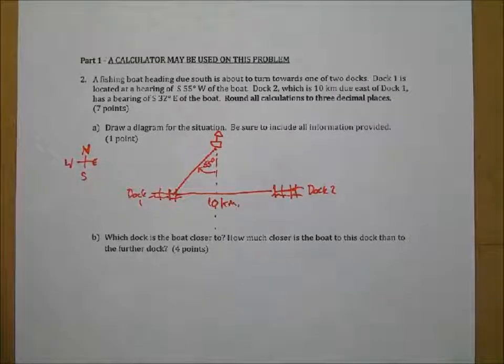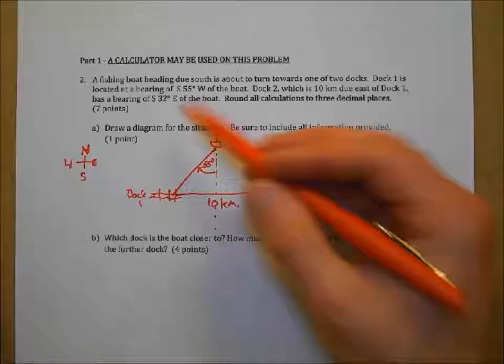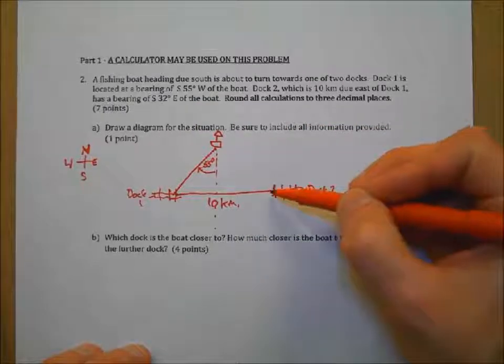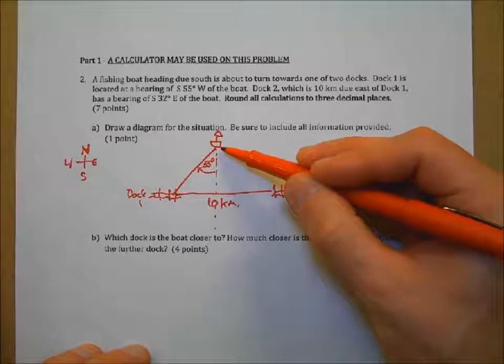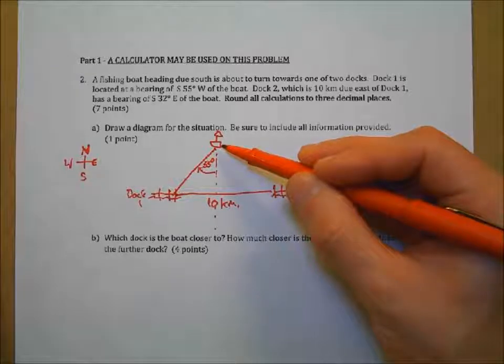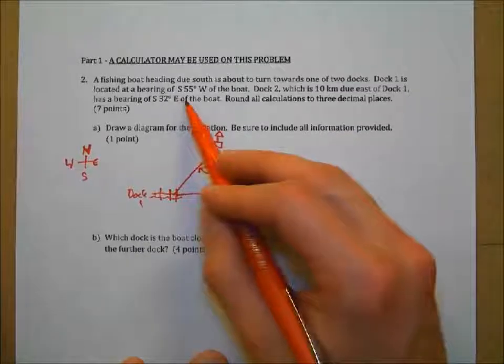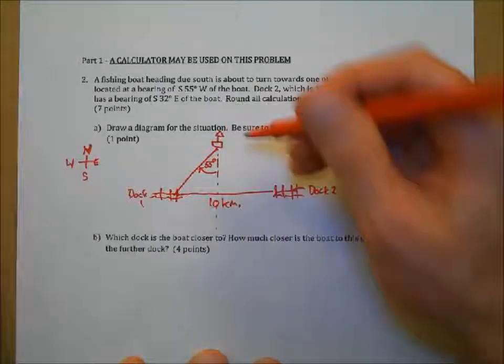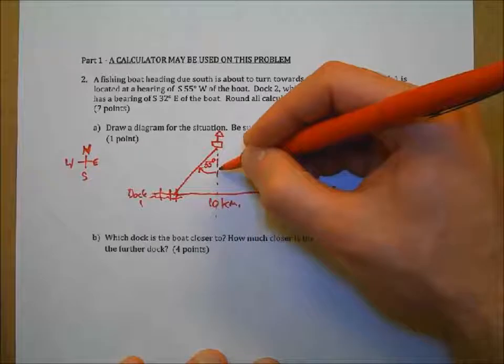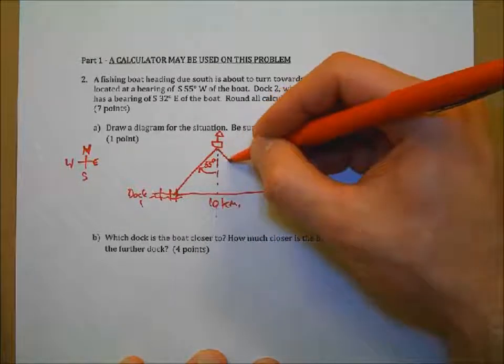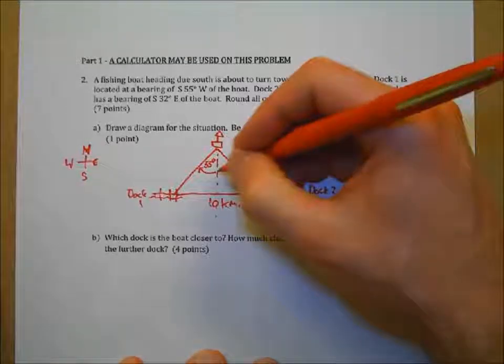All right, and then dock 1 has a bearing south 32 degrees east of the boat. So that 32 degree angle, is it going to be here where the dock is, or up here where the boat is? The boat. The bearing is taken from the boat, right? Bearing of south 32 degrees east from the boat. So south, but now we're going to go 32 degrees east from south, which means we're going which direction? To the right. And you can kind of see it, right? We naturally have to go to the right here in order to get to the dock. So this is then 32 degrees.